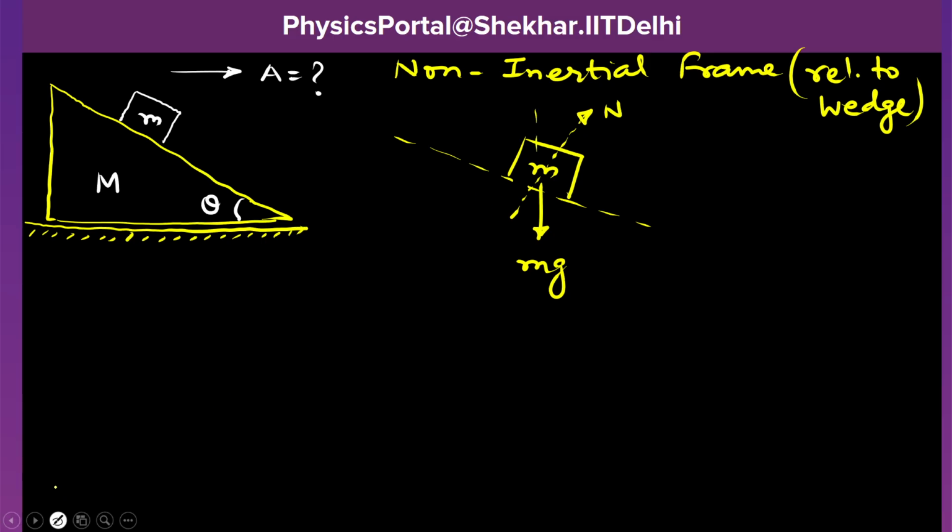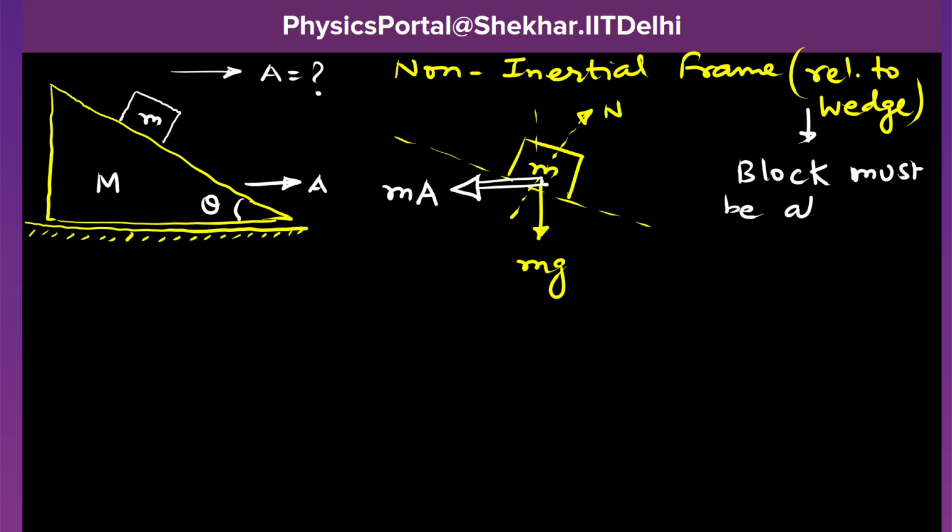Now, because we are drawing the free body diagram with respect to the wedge, and the wedge is moving with acceleration a, with respect to the wedge, the non-inertial frame, there will be a pseudo force. Let me show it by a double-sided arrow. The pseudo force is the mass of the block into the acceleration of the wedge, or the acceleration of the non-inertial frame, and the direction will be opposite to the acceleration of the non-inertial frame. These will be the forces. And with respect to the wedge, the block is at rest. That is the condition. The block must be at rest.